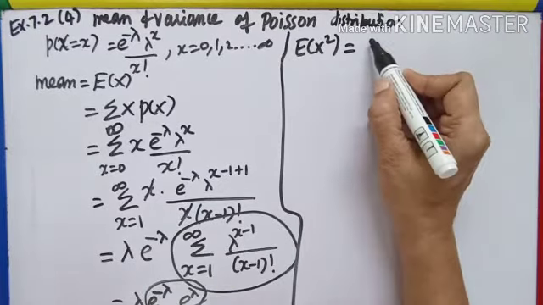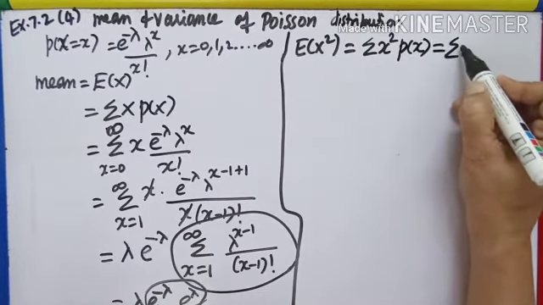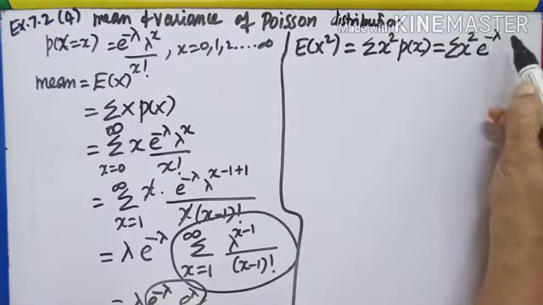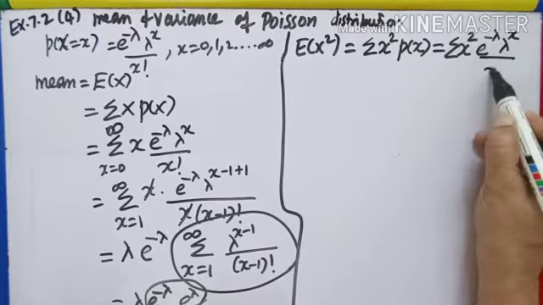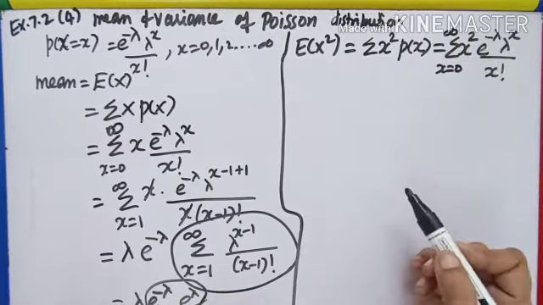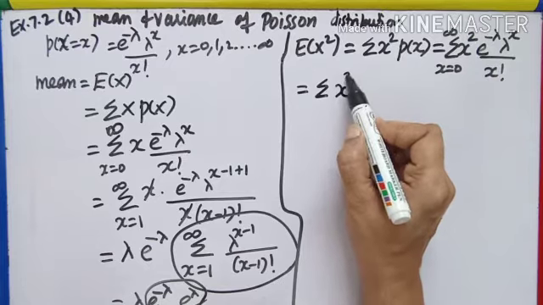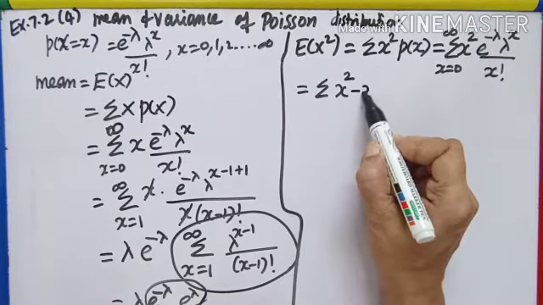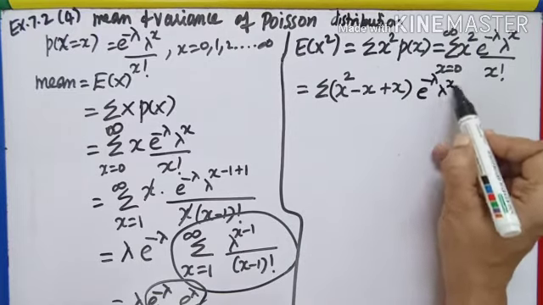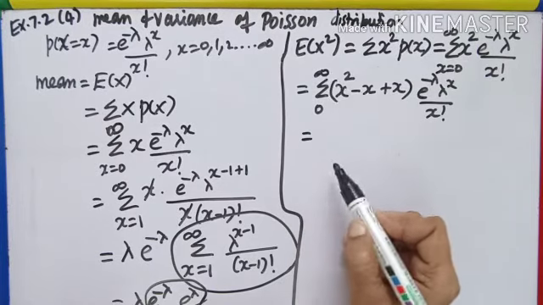E of x square equals sigma x square P of x. That is sigma x square. What is P of x? E power minus lambda, lambda power x by x factorial. X ranges from 0 to infinity. The next step, sigma. Since x square is coming, remember what we did in binomial? Subtract x, add x: x into e power minus lambda, lambda power x by x factorial ranging from 0 to infinity.